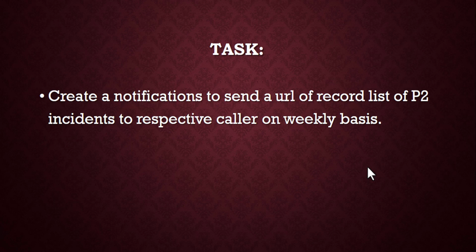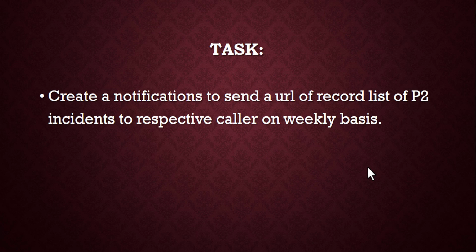So let's see today's use case. The use case is to create a notification to send a URL of the record list of P2 incidents to the respective caller on a weekly basis. If you haven't seen my last video, do check it out, where I showed how to trigger a single notification for multiple common records.